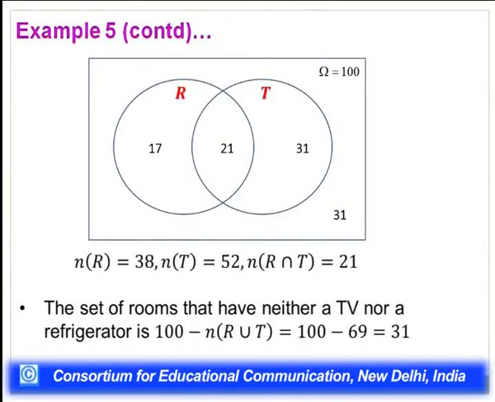And finally, if I ask you what is the number of rooms that have neither a TV nor a refrigerator, that would be the number of elements in the universal set, which is 100. So we have 100 rooms in all, and from that you subtract off the number of elements in R union T, because R union T represents all those rooms that have a TV or a refrigerator or both. So 100 minus 17 plus 21 plus 31, which is 69. So 100 minus 69 is 31.